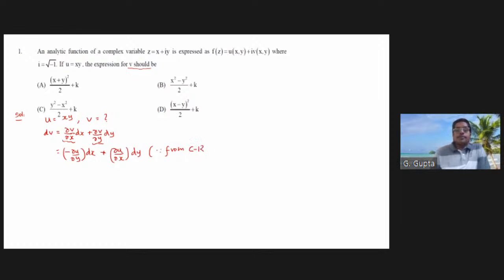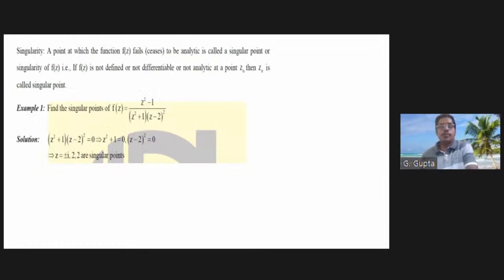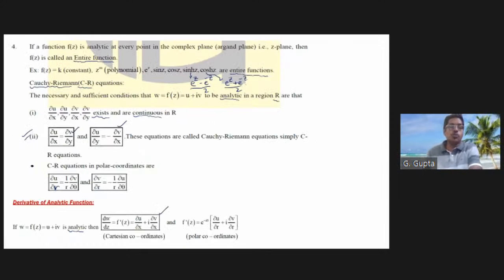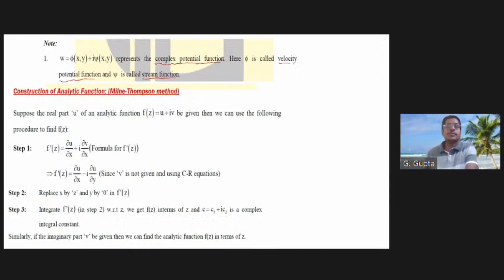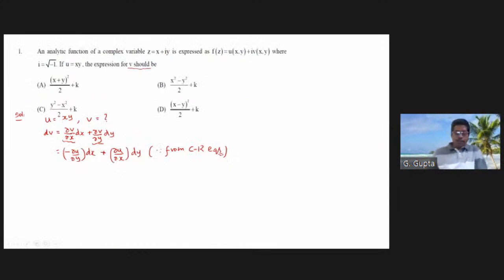Since from Cauchy-Riemann equations, dou u by dou x is equal to dou v by dou y, and dou u by dou y is equal to minus dou v by dou x. So already u is given. For u, partial derivative with respect to y means x constant, y derivative 1. So this simplifies to minus x times dx plus partial derivative of u with respect to x, y constant, x derivative 1. So this gives y dy.